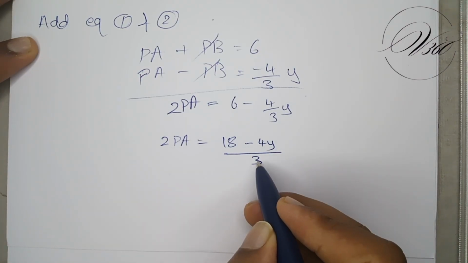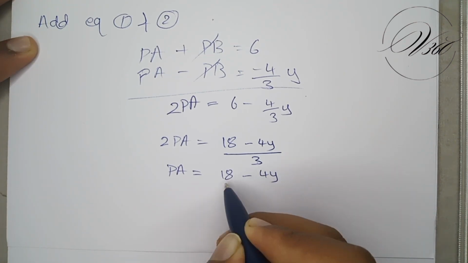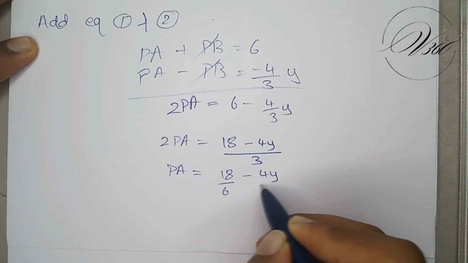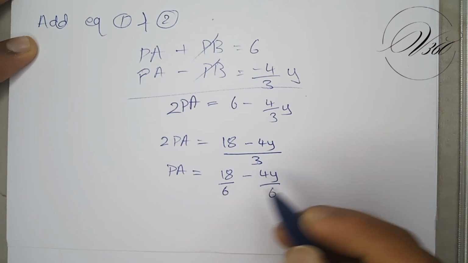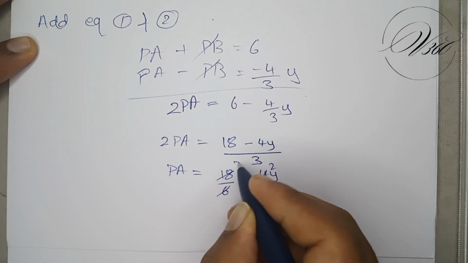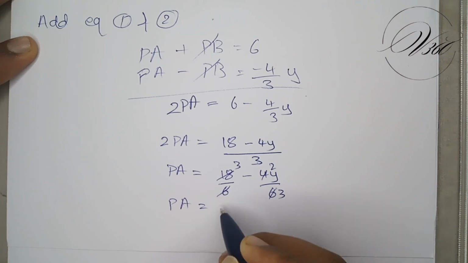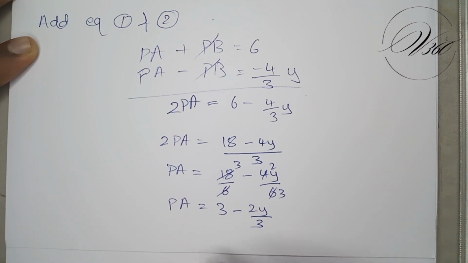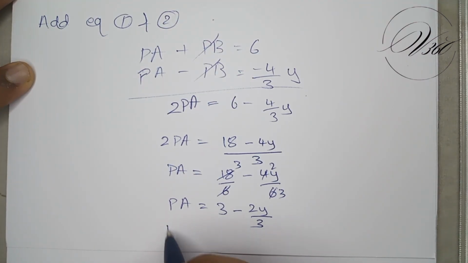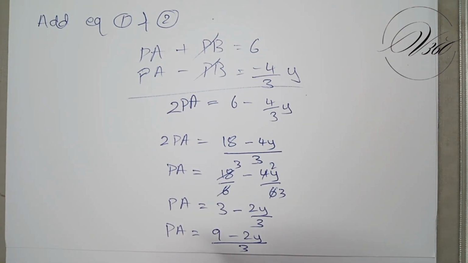Now we'll get 6 here down. PA is equal to 18 minus 4y by 6 here and 6 here again. Okay. Now here it is 2 2 is a 4, 2 3 is a 6. 6 1 is 6, 6 2 is a 12, 6 3 is a 18. Right. Here it is 3 again. PA is equal to 3 minus 2y by 3. Now here this becomes, if we take LCM, 9. PA is equal to 9 minus 2y by 3. Alright.